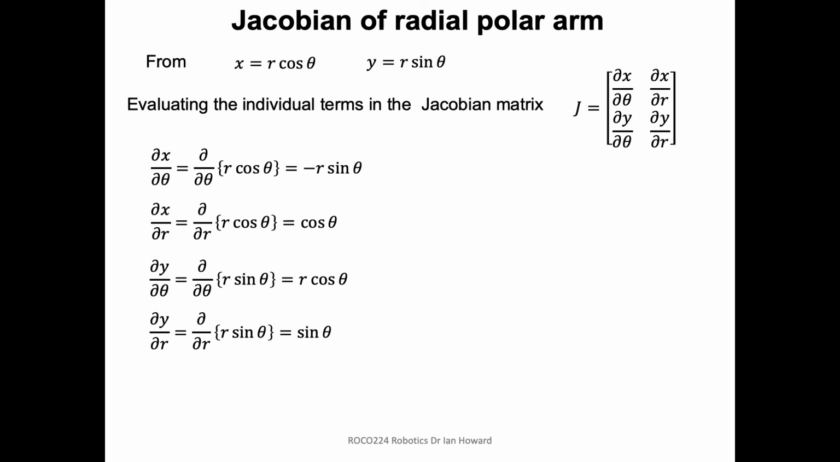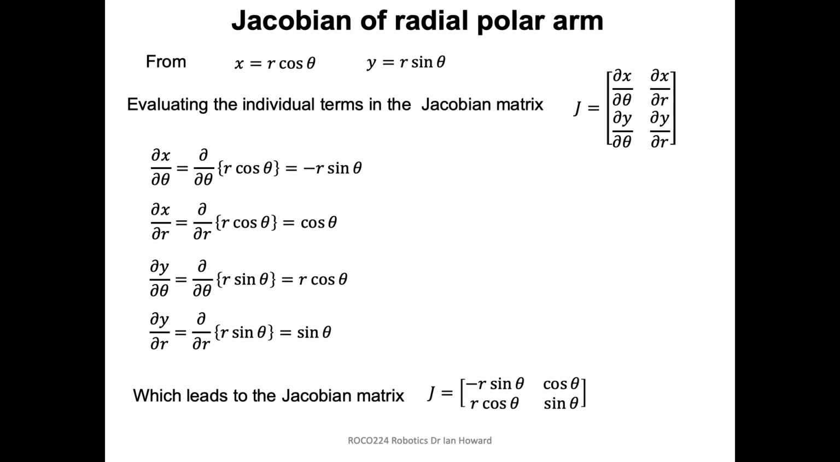And then the last line, we differentiate r sine theta with respect to r, and of course r goes to 1 and sine theta is a constant, so it's just a scaling factor that comes out there. So we end up with our simple little tiny Jacobian: minus r sine theta, cos theta, r cos theta, sine theta. We can also look at differential kinematics for this system as well.